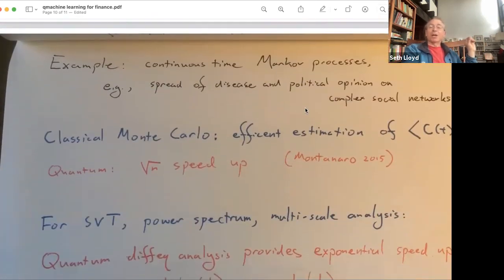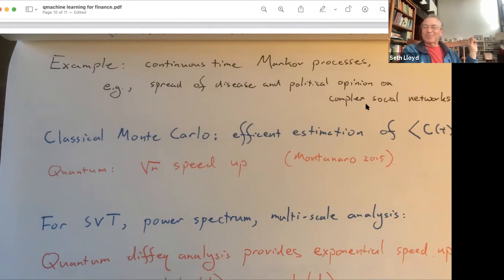So let's look at continuous time Markov processes. The ones we analyze in the paper are, well, we were writing it during the pandemic. And so we started off with epidemiology. That was our first continuous time Markov process. And then we said, we need another example. And so it was before the election.